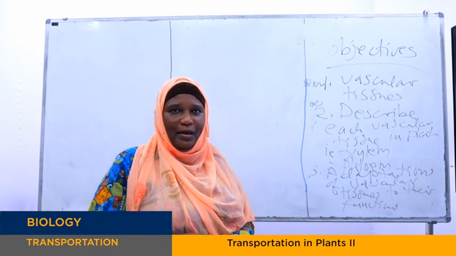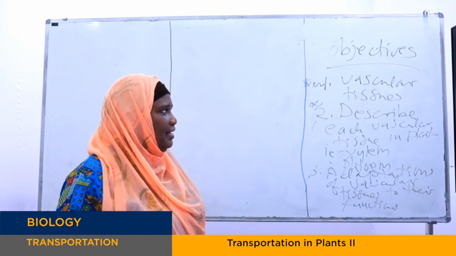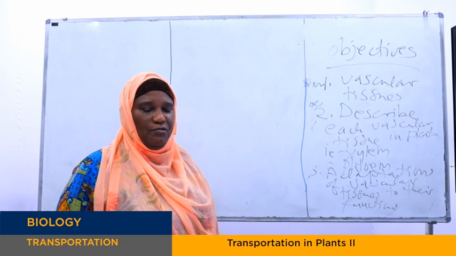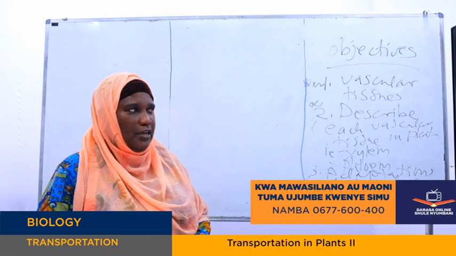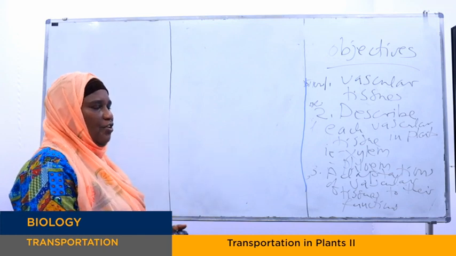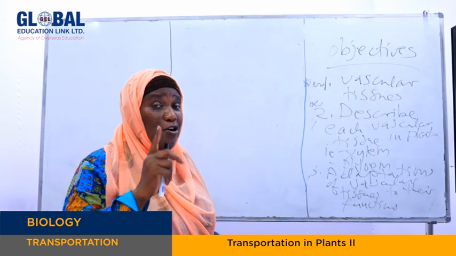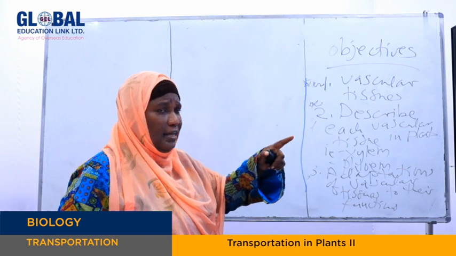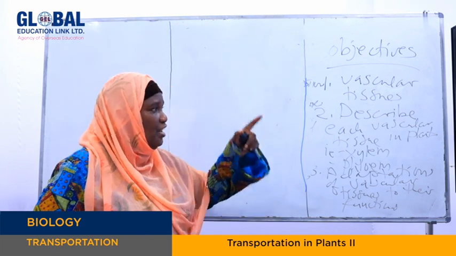Okay, hi. It is my hope that you have completed the work which I gave you. I said that you pass through all things which we have discussed based on question number 1 and question number 2. Now we are going to question number 3. Question number 3 says that with the aid of the diagram, describe the structure of xylem. When you check that question closely, you may observe that the question is similar to question number 2. You are required to do the same as question number 2.